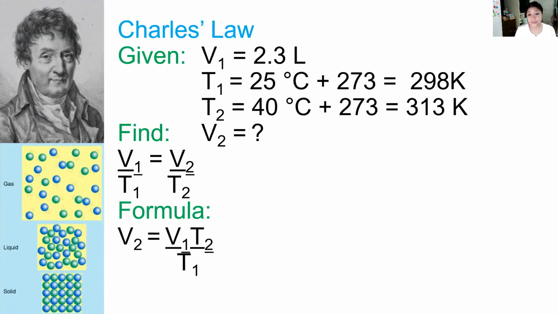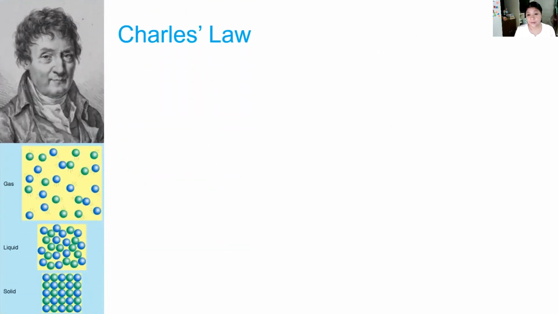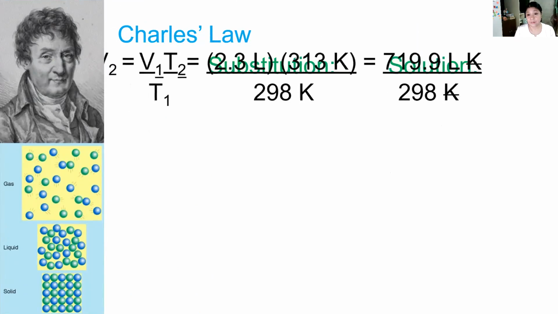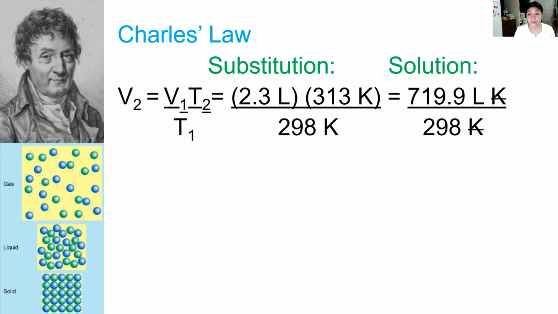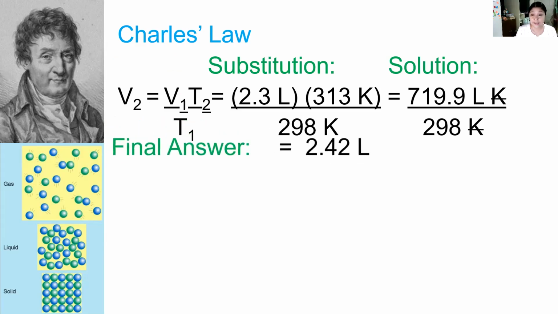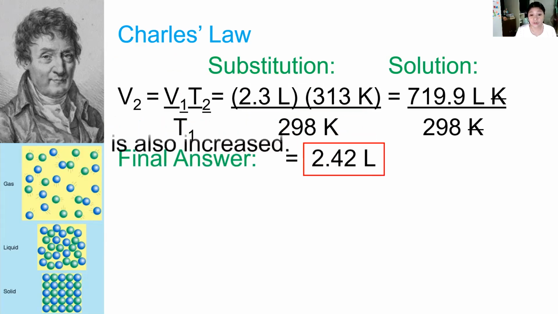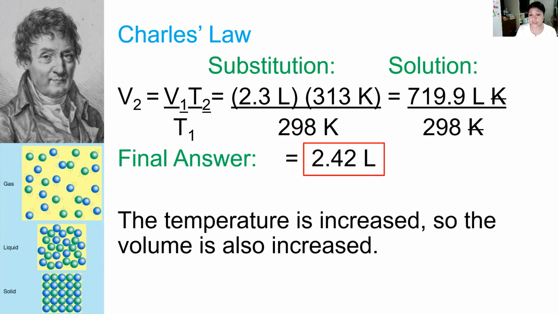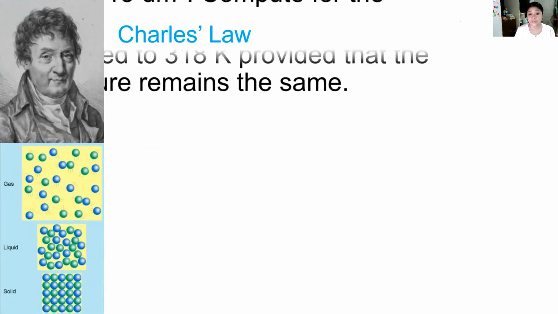The formula that we are going to use is V sub 2 equals V sub 1, T sub 2 over T sub 1. Substitute the value. V sub 1 is 2.3 liter, T sub 2 is 313 Kelvin, T sub 1 is 298 Kelvin. Multiplying 2.3 by 313, the answer is 719.9 liter Kelvin. Divided by 298 Kelvin, cancel the unit Kelvin. Our final answer is 2.42 liter, which means that the temperature is increased, so the volume is also increased.